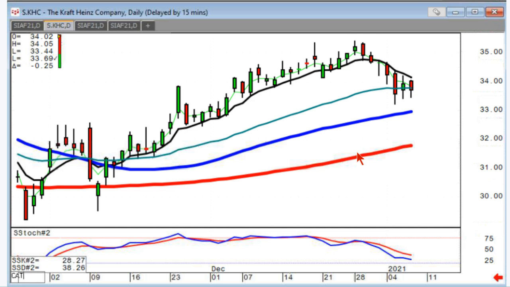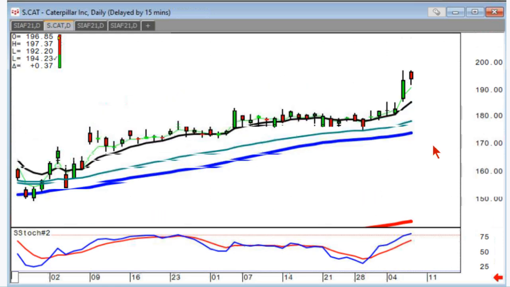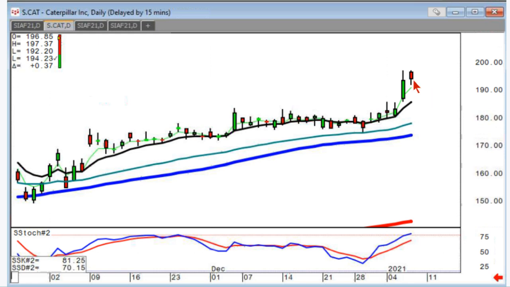Caterpillar. Did a little bearish today. It's probably not one of your better trading stocks, and you probably don't want to try to trade this, but if you're long, you can stay long. You still use the T-line as your stop.